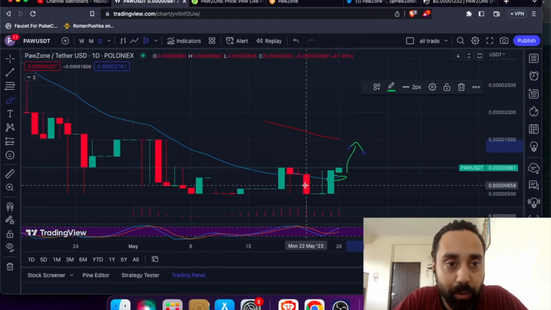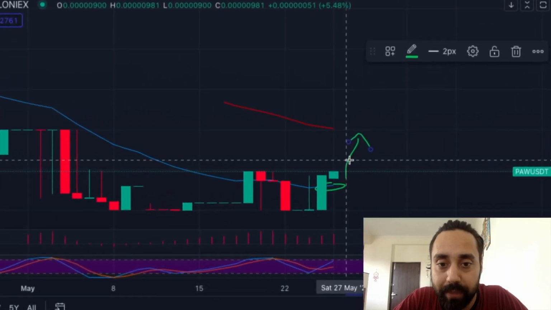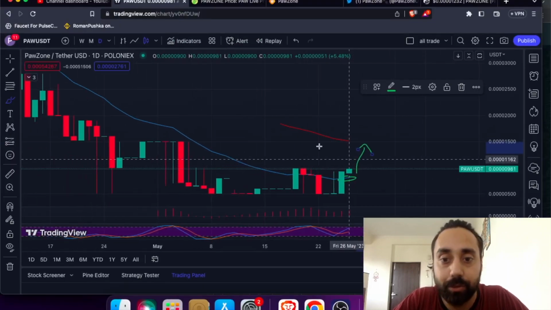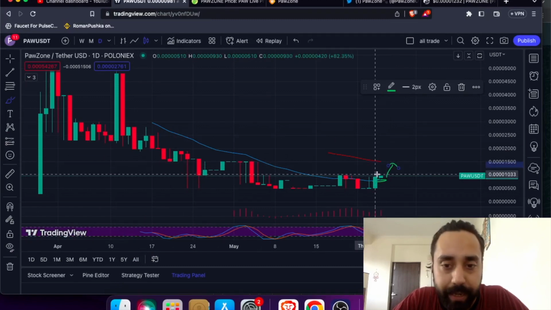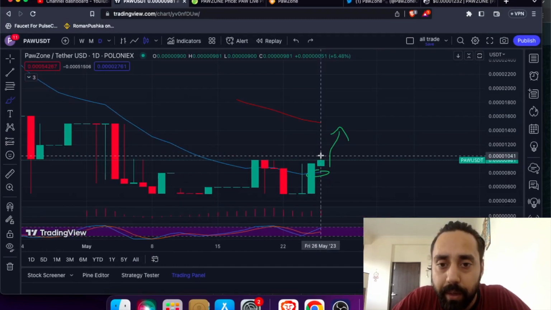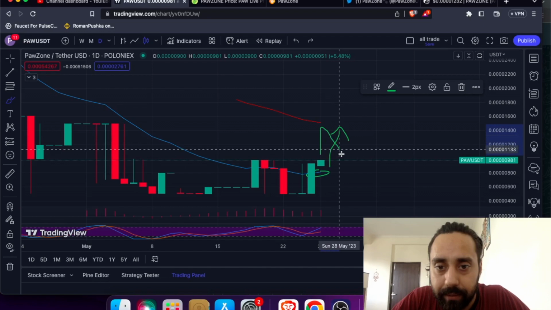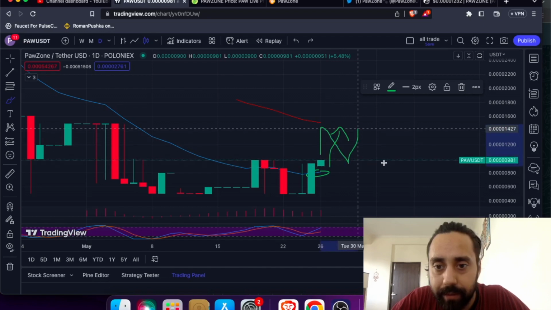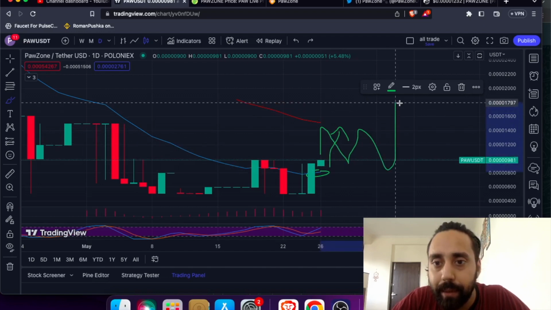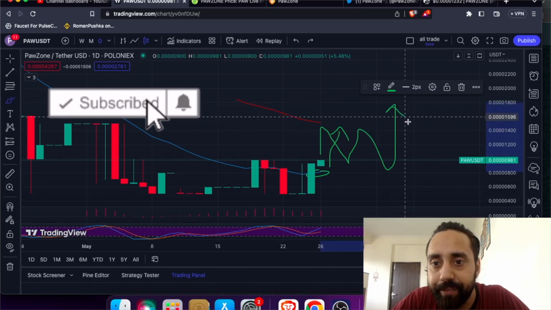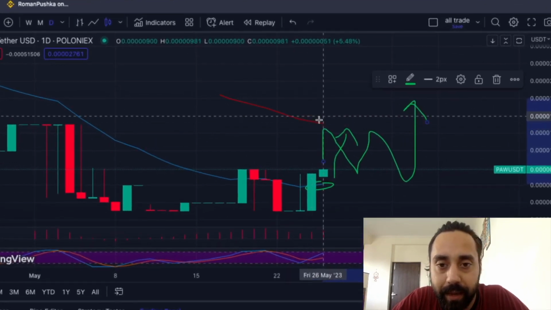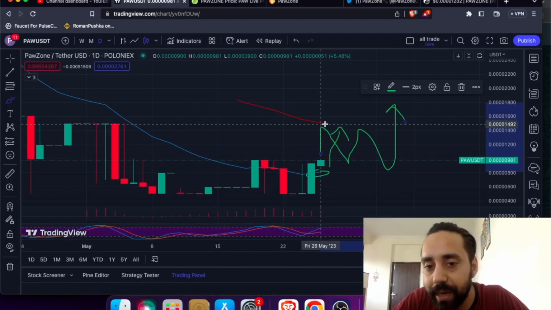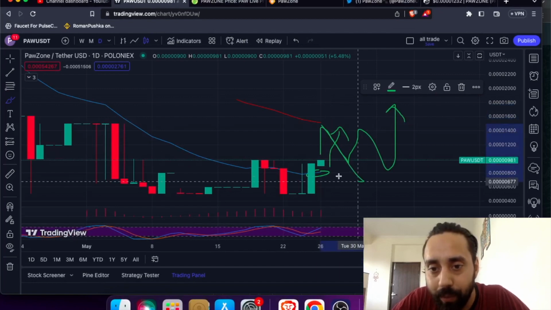This is on Poloniex. You can buy this token on Poloniex and a set of other exchanges. So I'm pretty sure that it is going to go bullish from here. It can track a direction like this, and this, because it is between the 20 and 50 EMA. Of course, it can touch this 50 EMA, the red color line. This is the exponential moving average, and go down again, which is this.